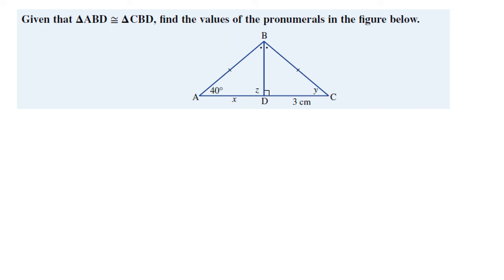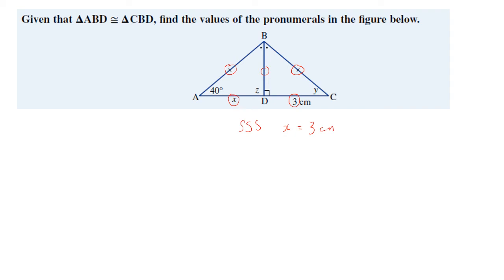Pause the video if you'd like to have a go. Otherwise, let's do this together. They've told us that the triangles are congruent. So if we use the SAS rule, we know that the corresponding sides in the triangles are going to be equal. This side equals this side. This side is the same in both triangles because it's the shared side. And this side has to equal this side. So we can say that X equals 3 centimeters because of our SAS rule.